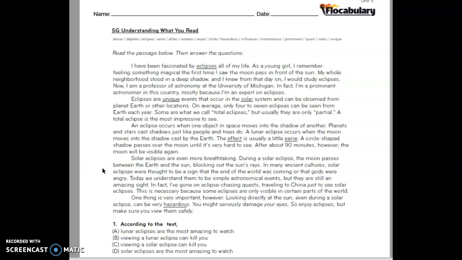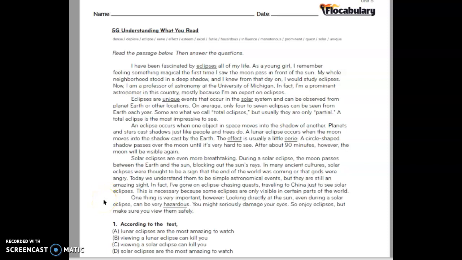In many ancient cultures, solar eclipses were thought to be a sign that the end of the world was coming, or that gods were angry. Today, we understand them to be simple astronomical events, but they are still just an amazing sight. In fact, I've gone on eclipse-chasing quests, traveling to China just to see solar eclipses. This is necessary because some eclipses are only visible in certain parts of the world.